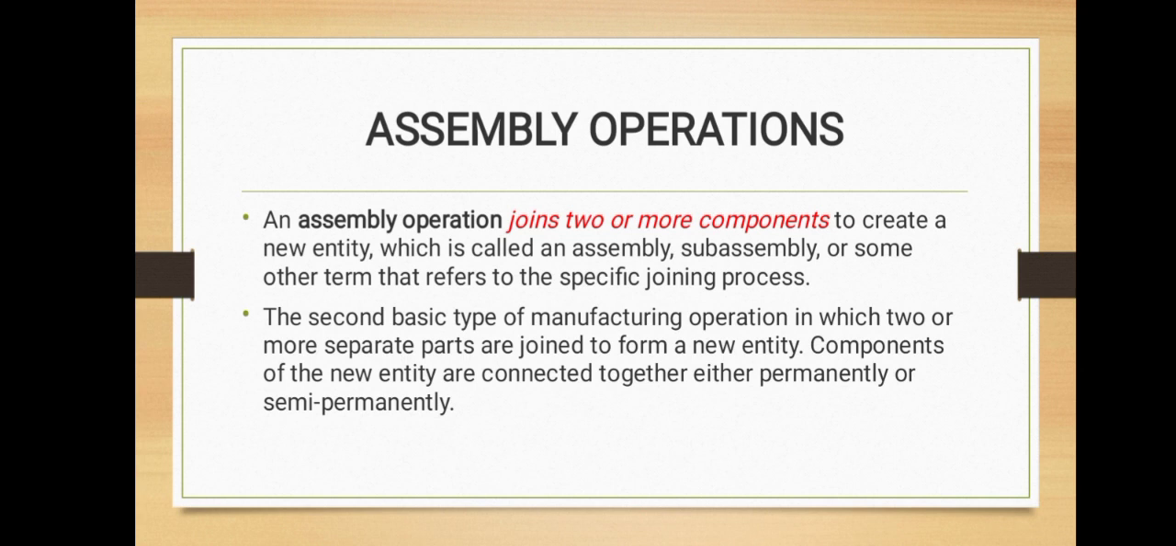Assembly operations. An assembly operation joins two or more components to create a new entity, which is called an assembly, subassembly, or another term that refers to the specific joining process. It is the second basic type of manufacturing operation, in which two or more separate parts are joined to form a new entity. Components of the new entity are connected together either permanently or semi-permanently.